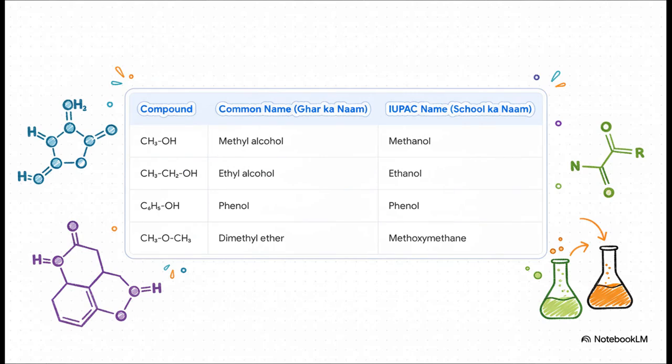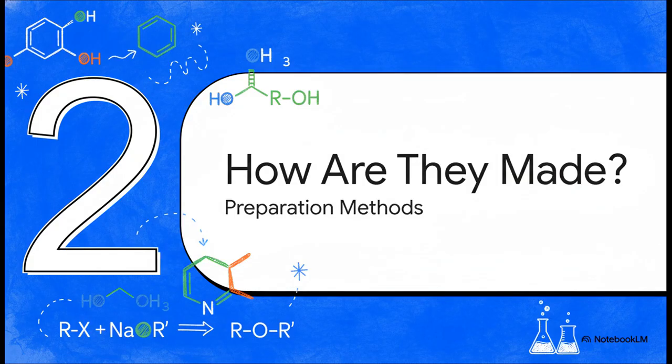Look here, CH3OH. At home, we might call it methyl alcohol, but in school, its proper name is methanol. See? Same for CH3CH2OH. Ethyl alcohol is its ghar ka naam, but its school ka naam is ethanol. And look at this ether, CH3OCH3, dimethyl ether, but its official IUPAC name is methoxymethane. Easy peasy.